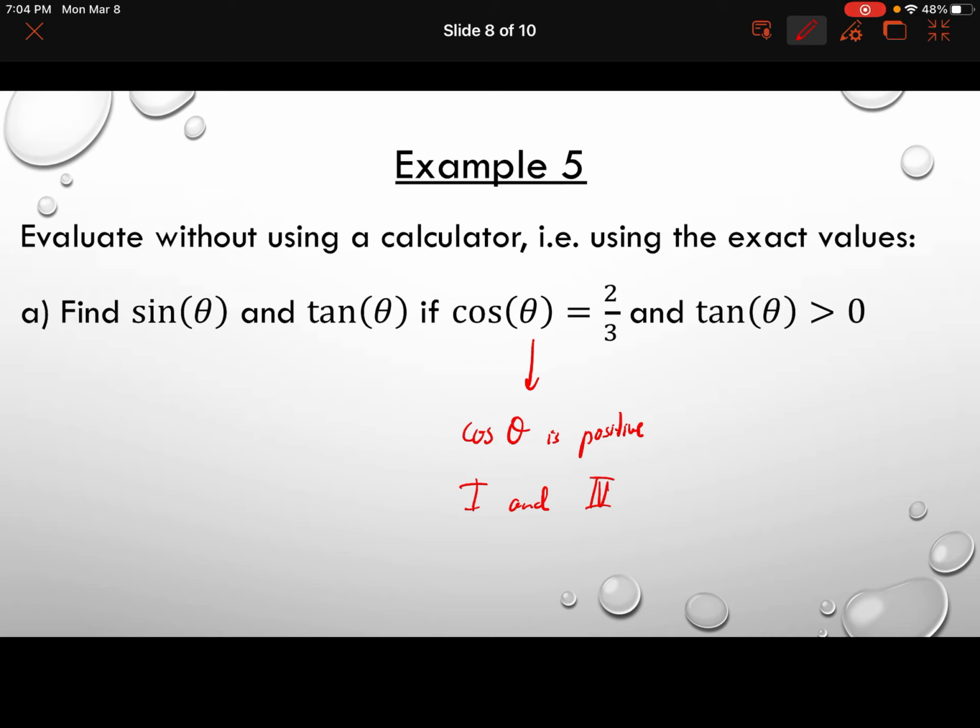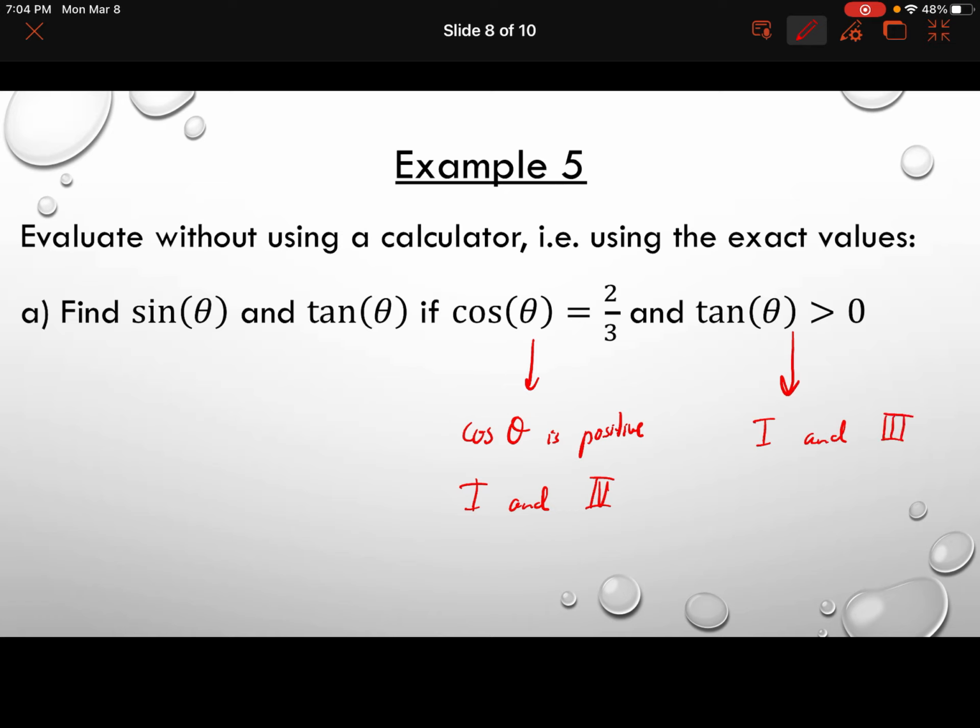Because that is when the x value is positive. Conversely, we're also told that tangent of theta is greater than 0. So when is tangent positive? Well, that's a question we actually already answered. We figured it out earlier that tangent is positive when y and x are both either positive or both negative. And that happens in quadrant 1 and quadrant 3.